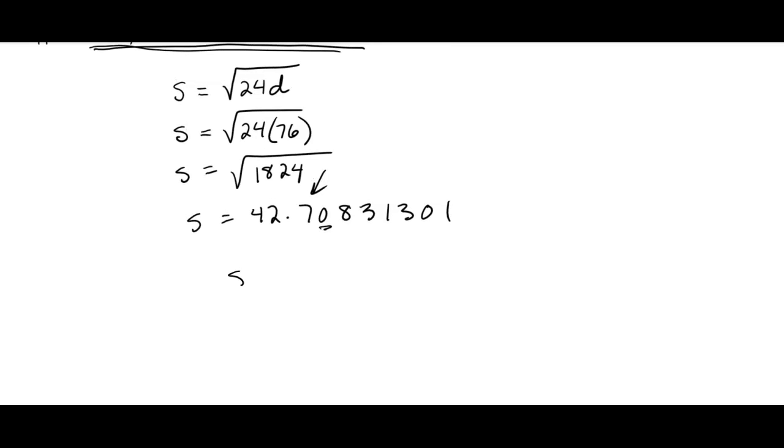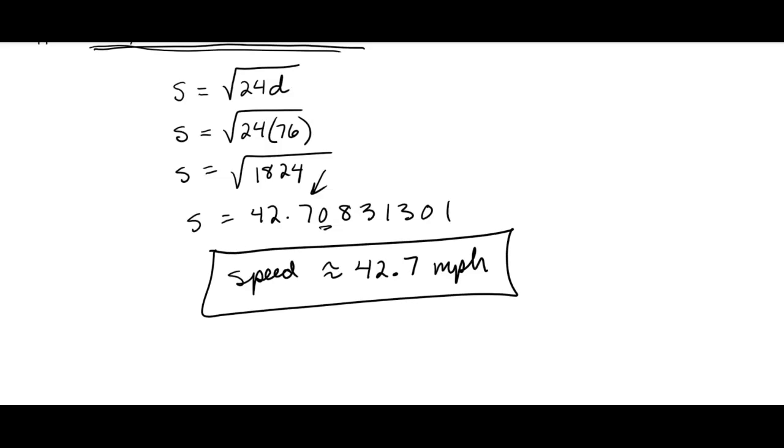And so we're going to say the speed of the car is approximately. You can use that symbol for approximately if you want. It means we've rounded it off. 42.7 miles per hour. Okay? So there's that one.